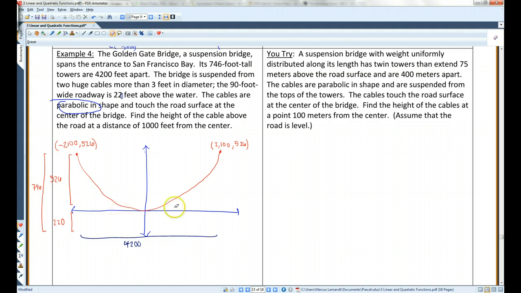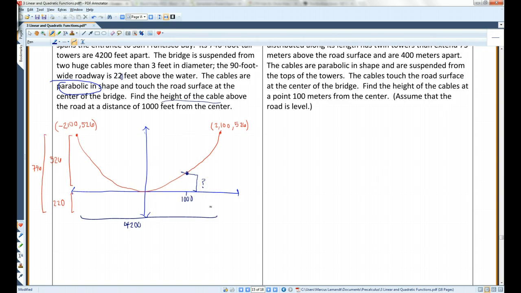Here's the bridge, here's the water, bridge, water, and it's parabolic in shape. Okay? So what we need to find is the height of the cable above the road at a distance of 1,000 feet from the center. Okay, so let's say this is 1,000. I want to know what that height is there. What is this height when this is 1,000?